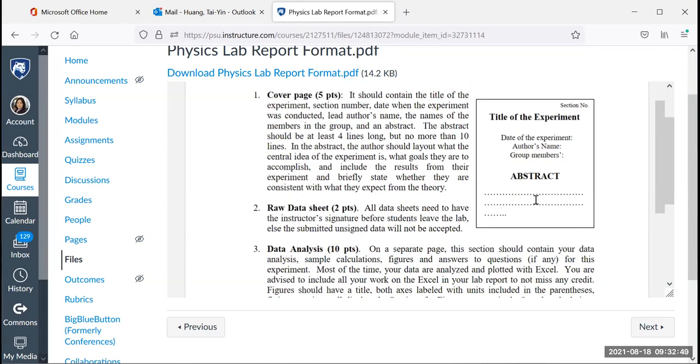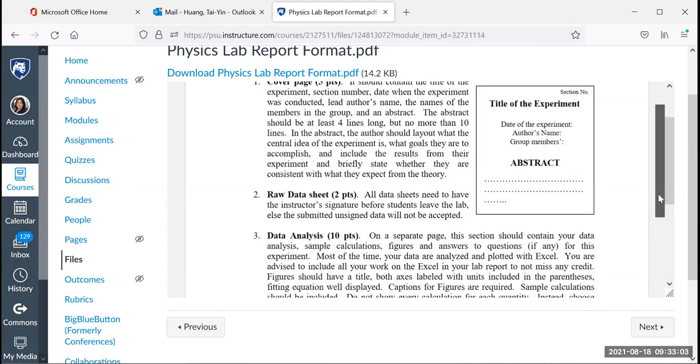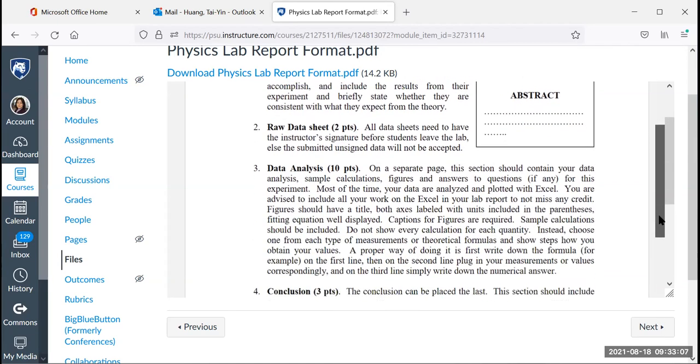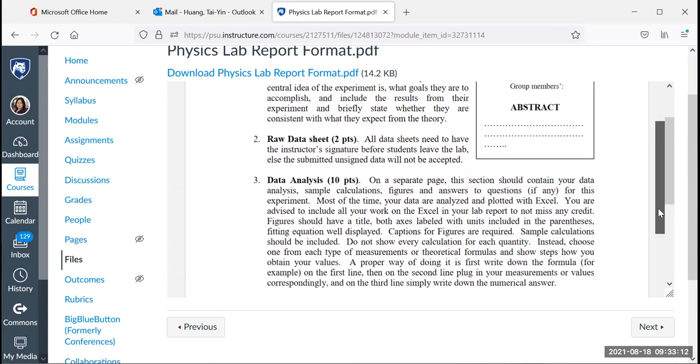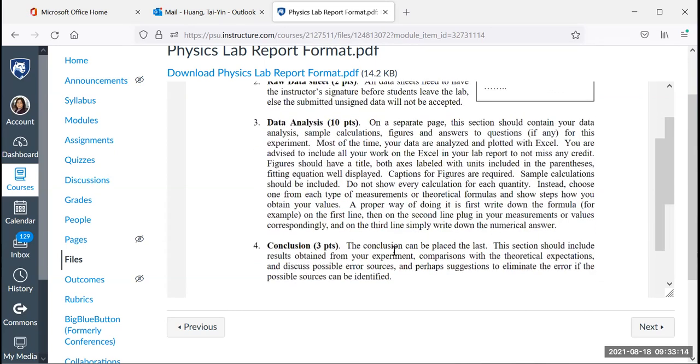So your abstract should really have the value that you obtained with the percent error. That should be included in your abstract, and also again in the conclusion, but from a different perspective. You already completed the experiment, so how would you compare your results with the expectation value, and what could be the possible error sources? That should be discussed in the conclusion.